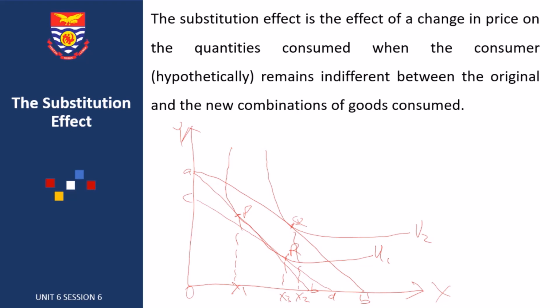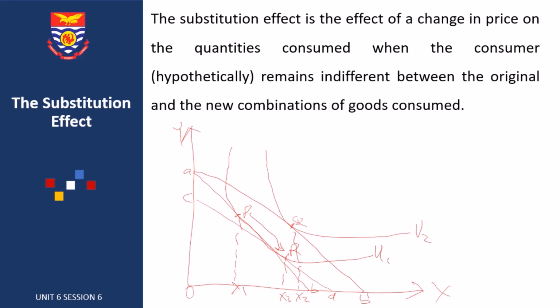The move from P on this diagram to R captures the substitution effect. We are talking about movement, say here. We are on the same indifference curve, that is U1, but we are moving from P to R. It captures what? The substitution effect. Alright, I hope you are getting it.